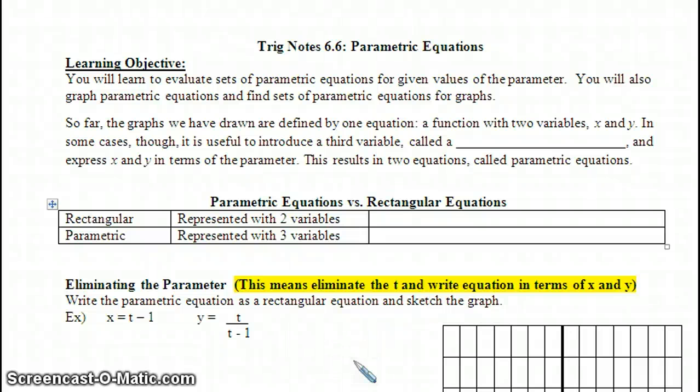This video covers Trig Note 6.6. We're going to be talking about parametric equations. In the past, what we're used to doing is being given an equation that has two variables in it, usually an x and a y. And we could graph that, and we would make a circle out of it, or a line, or a parabola, or a hyperbola. Well, in this section, we're going to be introducing a third variable, and that third variable is called a parameter.